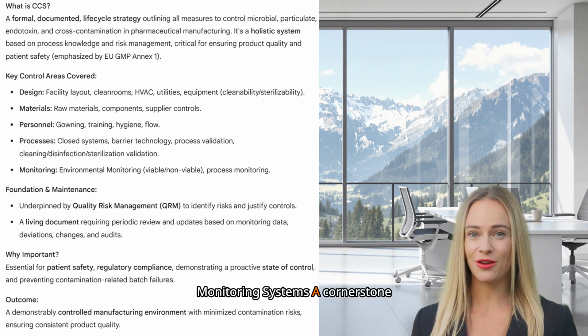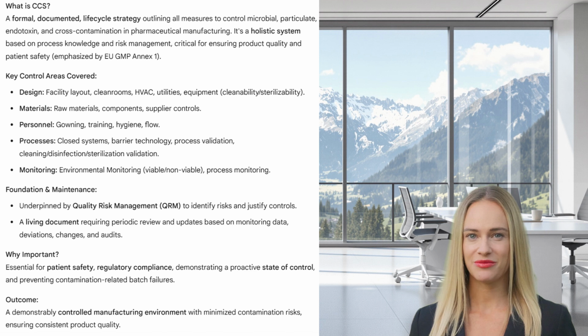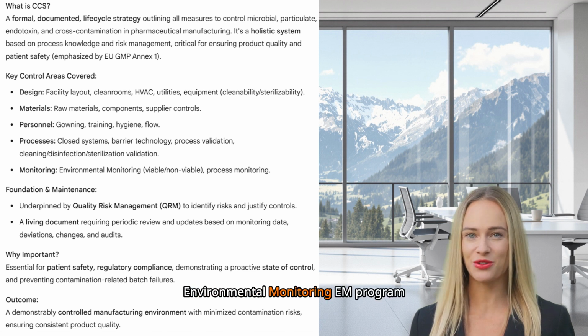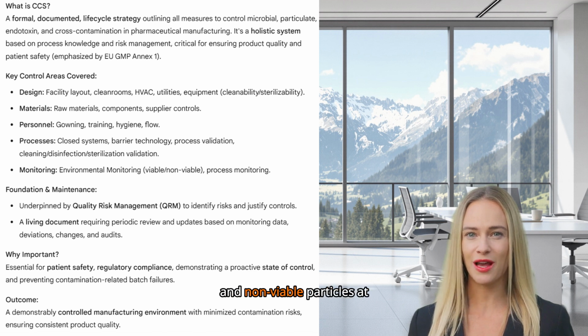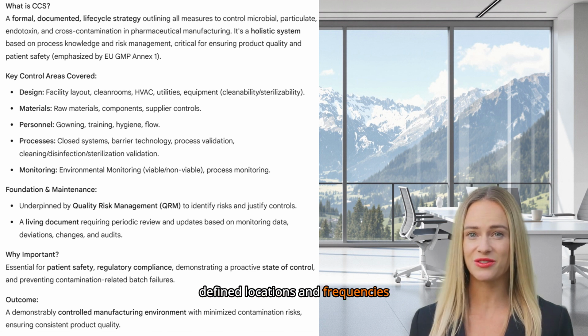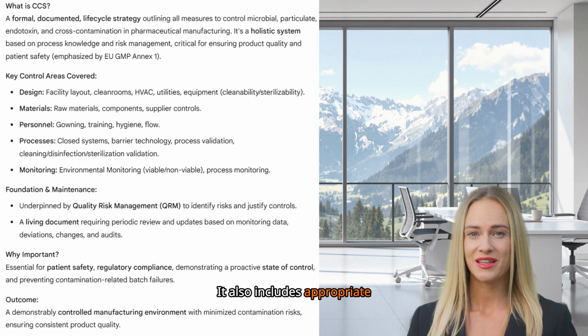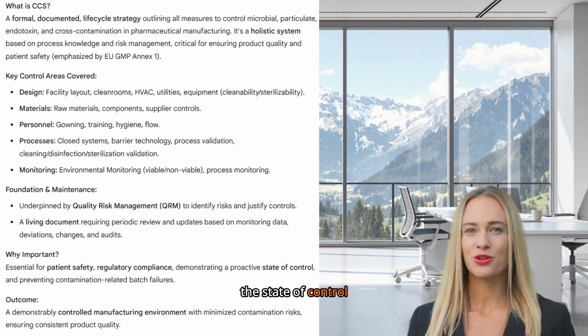Monitoring systems. A cornerstone of the CCS is monitoring. This includes a risk-based environmental monitoring (EM) program, sampling air and surfaces for viable microbes and non-viable particles at defined locations and frequencies. It also includes appropriate in-process monitoring to check the state of control during manufacturing.